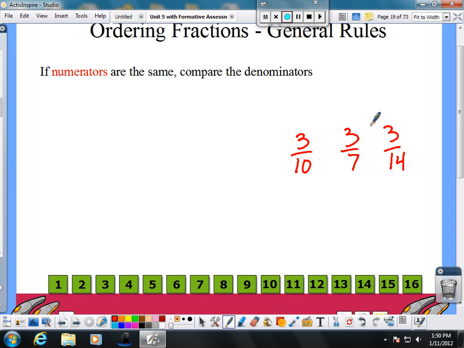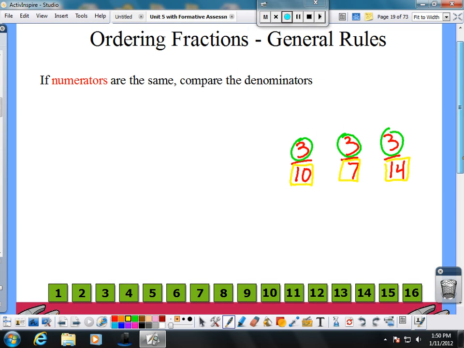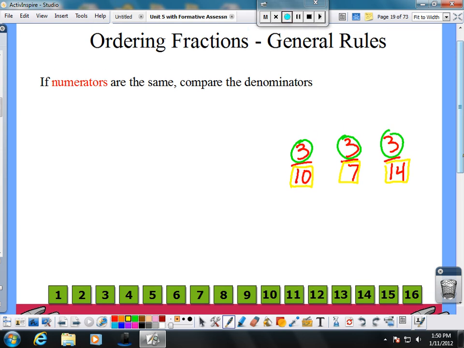So if our numerators are the same, we're going to compare our denominators. Look at these: my numerator is the same for each one. It is a 3. My denominator is different for each one. It is 10 there, 7 there, and 14ths. Now remember, the denominator is the number of pieces that I have in my pie or whatever, my object, and the numerator is the number of those pieces that I'm using. So as we're comparing these, the fewer the pieces, the larger the overall fraction is. So I would say that 3/7 is my largest. Then 3/10 is my next, and then the smallest one should be 3/14.